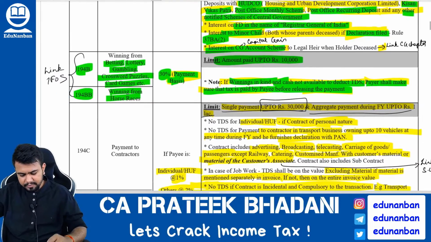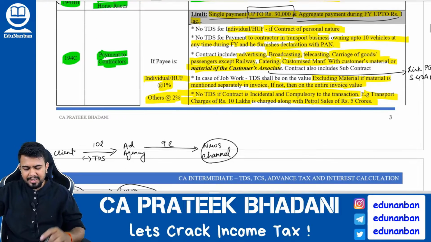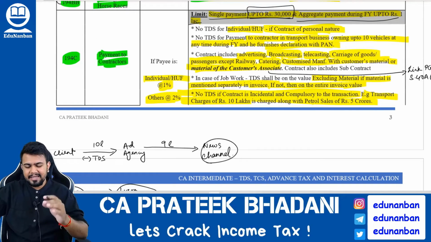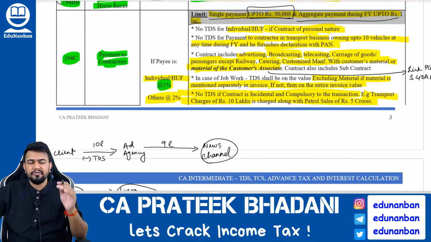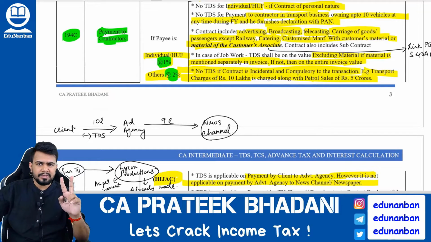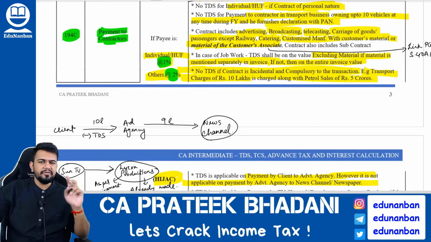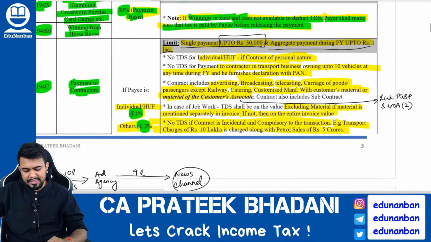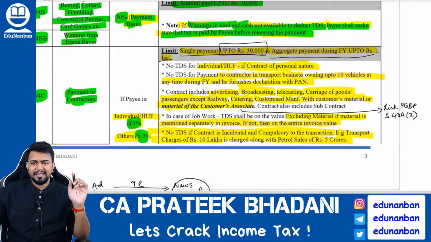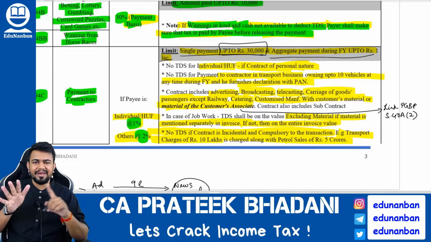You get my point? Next, let us discuss section 194C, payment to contractors. What is the TDS rate? TDS rate is 1% in case of payee being an individual or HUF. If the payee is other than individual or HUF, the TDS rate is 2%. And here also, the hijack provision will apply, that is 194H, 194J, 194I, 194A and 194C.